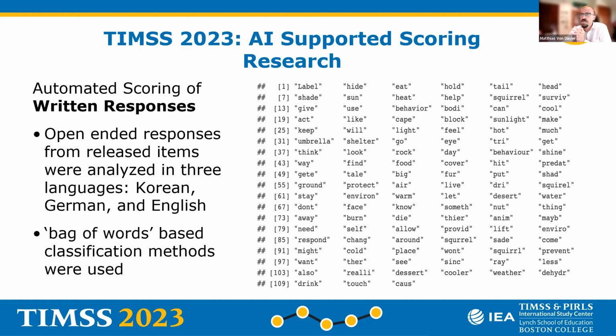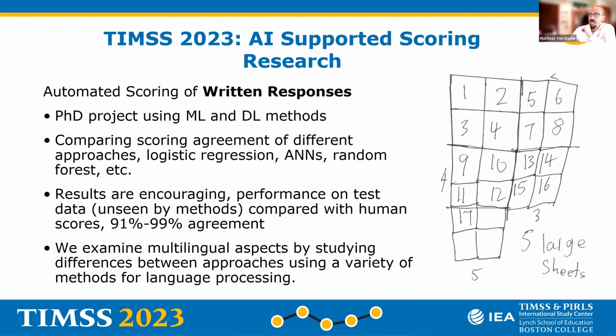Similar project, but in a different item type. We also look at written responses. So we have open-ended written responses, and we look right now only in three languages, but we're expanding that, of course, because we have many more languages. Right now, we are using a pretty simple approach that is called bag of words, and we are trying different machine learning and deep learning methods. We're looking again at scoring agreement of different approaches, including logistic regression, artificial neural networks, random forests, etc.